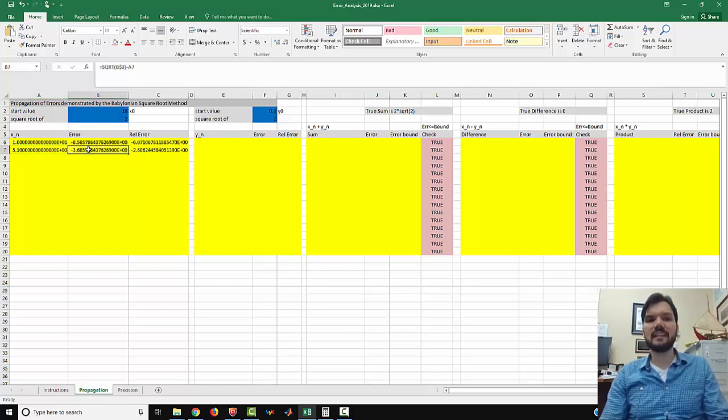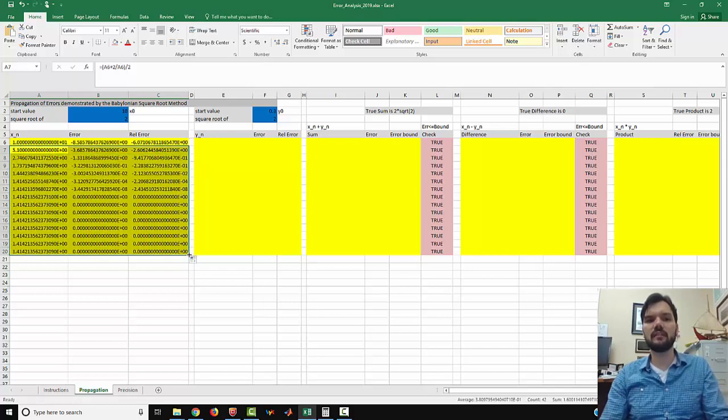Error is computed by taking the true minus the approximate. In our case, true is the square root of 2, and I've put the 2 up here, so it's referencing the square root of that number. And I put dollar signs in there because I don't want it to shift as we move cells around. That number is a fixed cell. And then relative error, again, is divided by the true value, so it still has that dollar sign in there. And then you can take this row of computations, and because they're all relative to the previous value, when you scroll down, it'll iterate through.